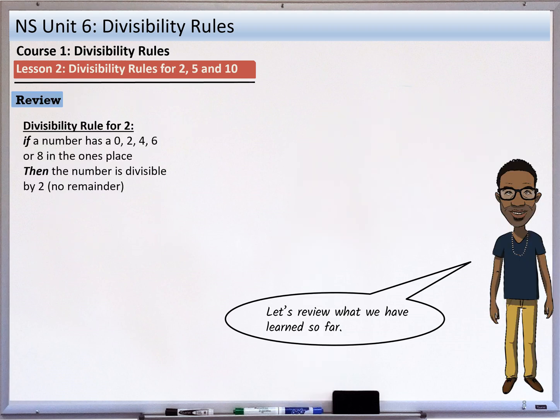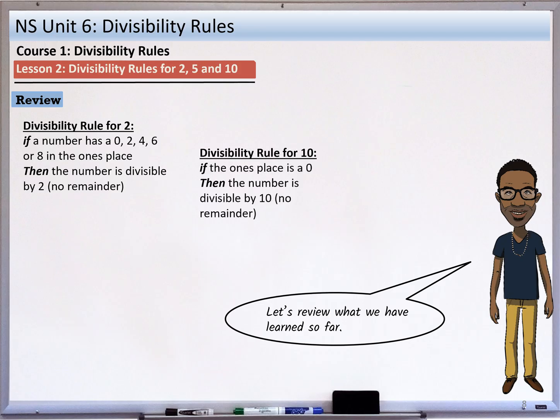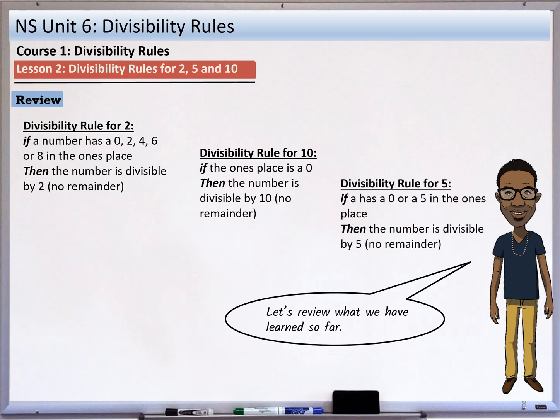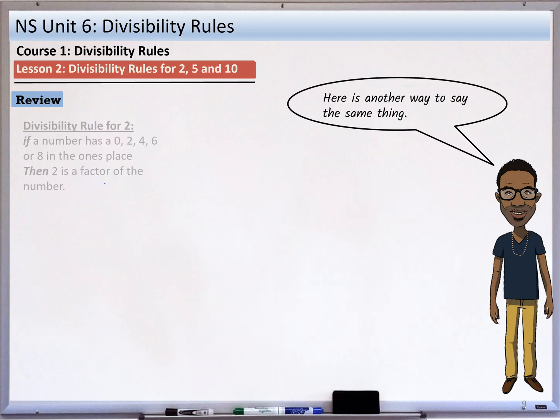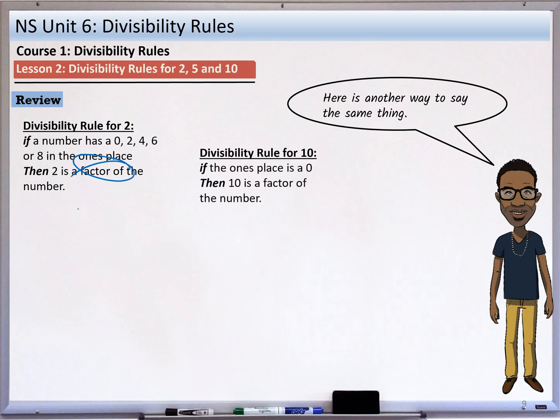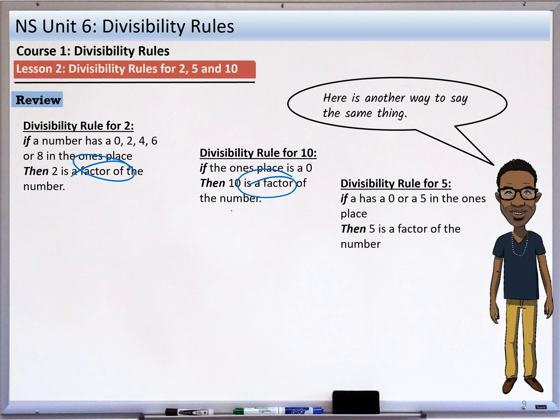All right, so a quick review. Divisibility rule for 2: 0, 2, 4, 6, or 8 in the ones place. Divisibility rule for 10: a 0 in the ones place. Divisibility rule for 5: a 0 or 5. Another way you can say that is, if there's a 0, 2, 4, 6, or 8, then that means that 2 is a factor of the number. If there's a 0 in the ones place, 10 is a factor. If there's a 0 or 5, 5 is a factor.